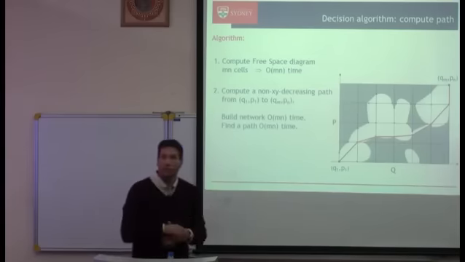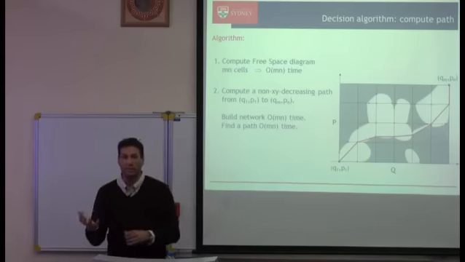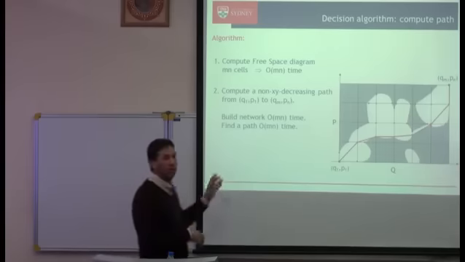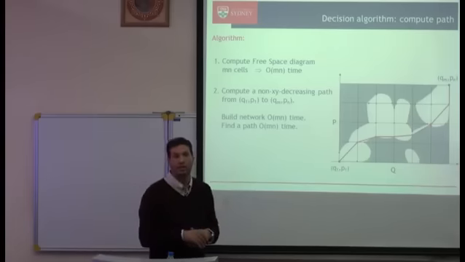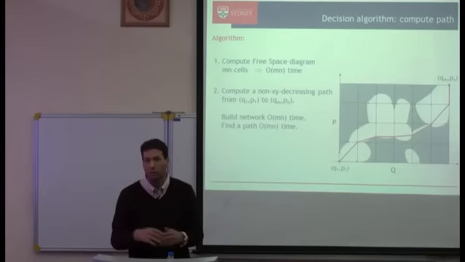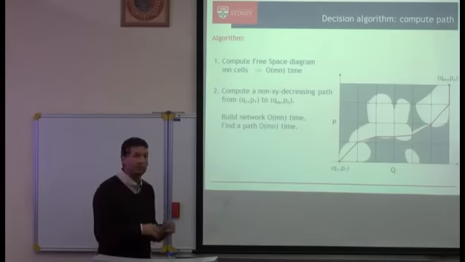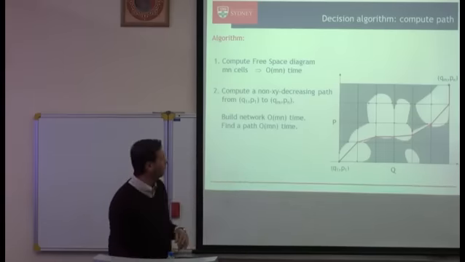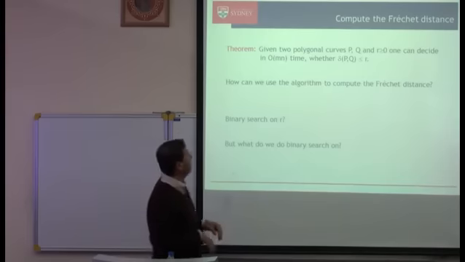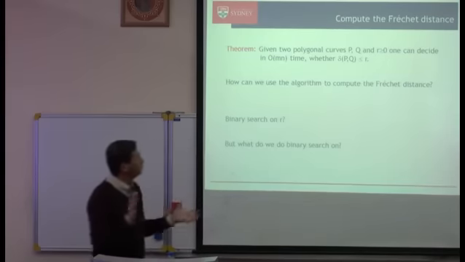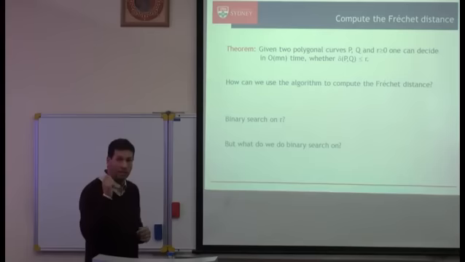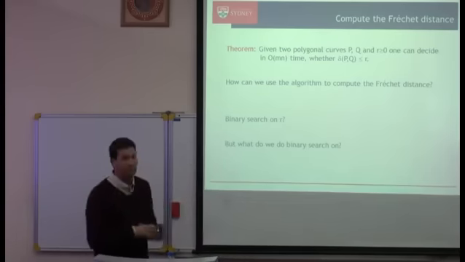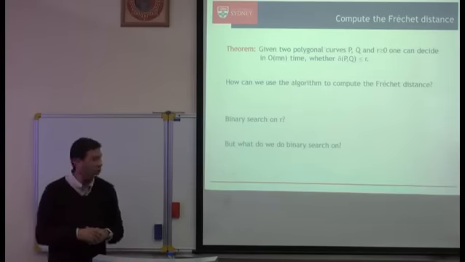Is it clear how the decision algorithm works? Yeah. So we'll use this quite a lot. If there's anything you're missing or anything you don't understand, please let me know. So the decision algorithm you can compute in m times n time. Given 2 polygonal curves and a value r, one can decide in m times n time whether the Fréchet distance between P and Q is at most r.